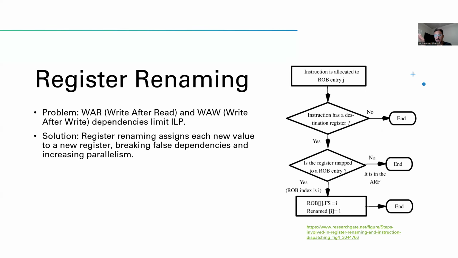For example, over here, this is a process that it can go through. Instruction is allocated entry J. If yes, it will go through an instruction with a designated register. Yes, okay, it will have a map to a ROB entry. Yes, then you can rename it, or it can go through another series and then it would end. So the whole thing behind register renaming is just to break the dependencies and increase the parallelism.